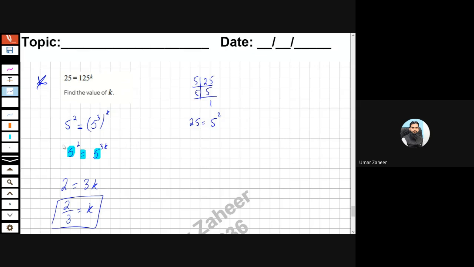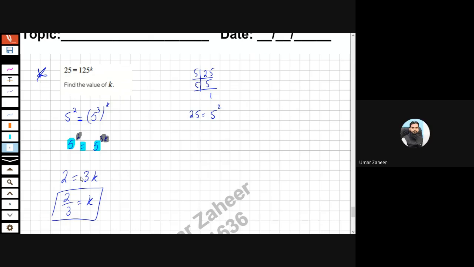All right. In the next step, the bases are the same, so we have to compare the powers. So 2 is equal to 3k. Oh okay, so you only take the powers. Yes, these are the powers.